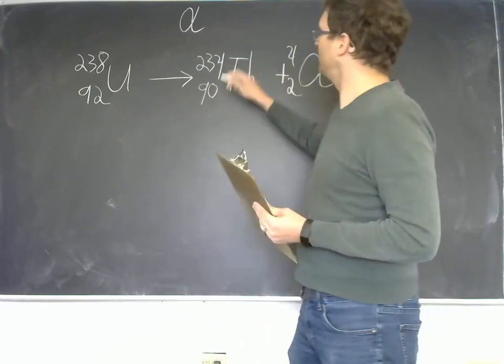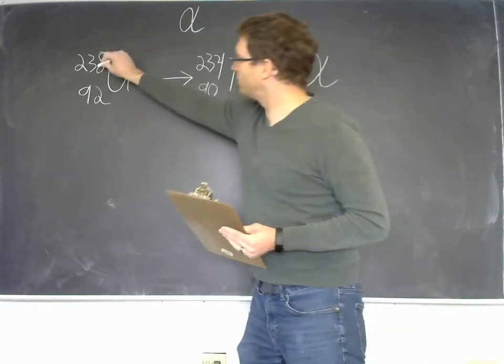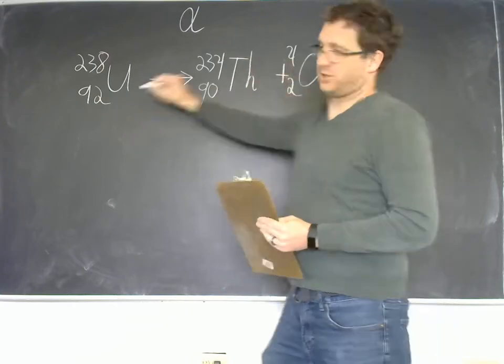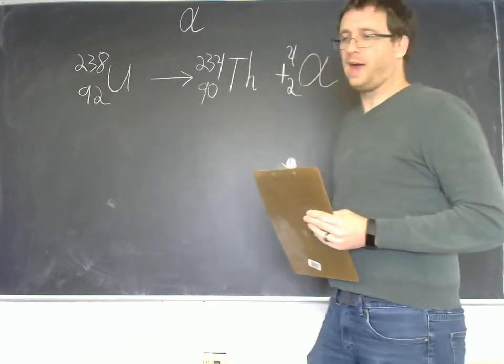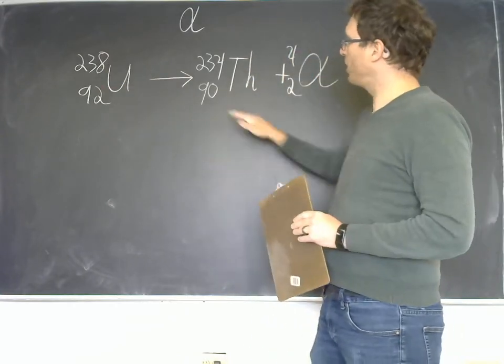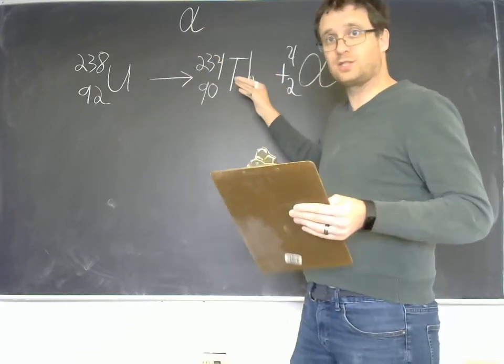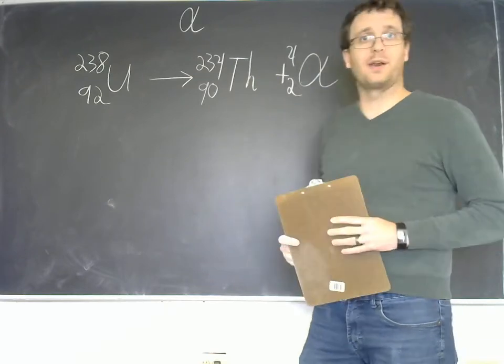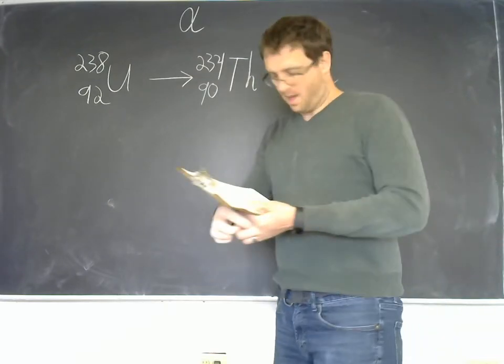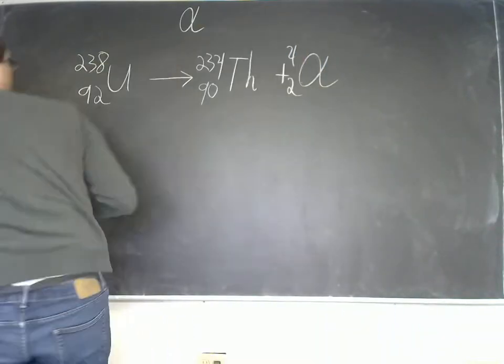Okay, so you see 234 plus 4 equals 238. 90 plus 2 equals 92. And alpha decay will always take an element and transmute it into the element that's 2 positions below it on the periodic table. Let's look at another form of decay.